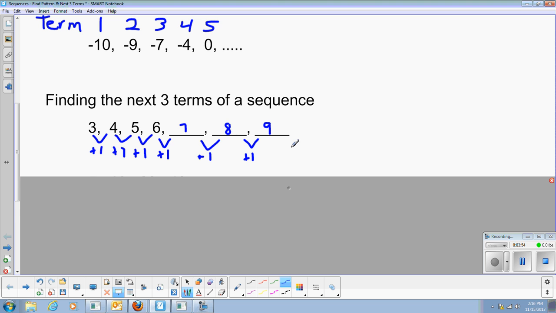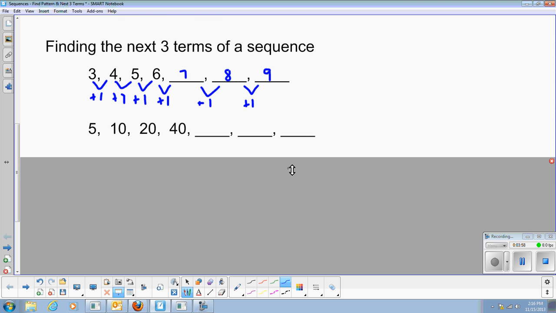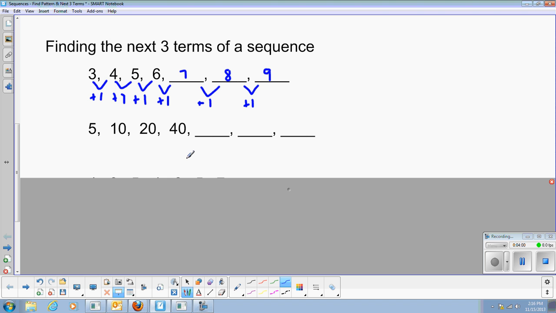Some sequences will have a pattern of addition. Some will have a pattern of subtraction. Here's another one. It doesn't use addition and it doesn't use subtraction. We could look at it and say, well, it kind of looks like it does add.